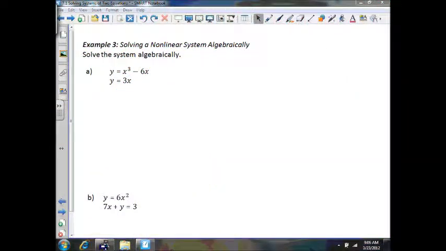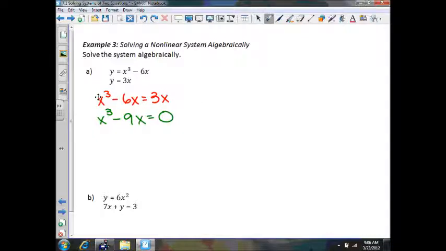Moving on to example 3, where again we're going to be solving a nonlinear system algebraically. So when we do this, we know that y is equal to 3x, and also y is equal to x cubed minus 6x. So it really doesn't matter which one we choose here. Let's choose the first one to put into the second equation. So x cubed minus 6x will equal 3x. Getting everything to one side, we'll end up getting x cubed minus 9x is equal to 0.